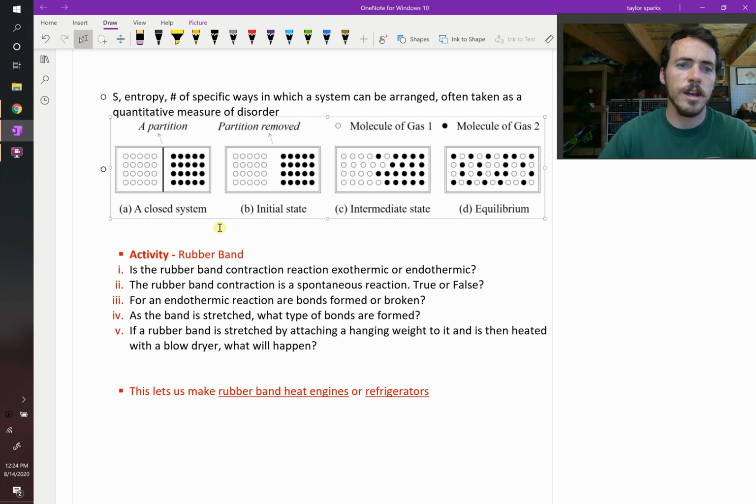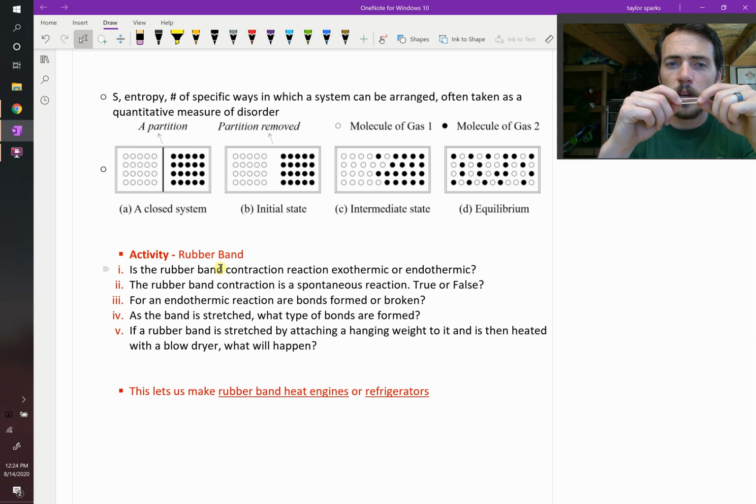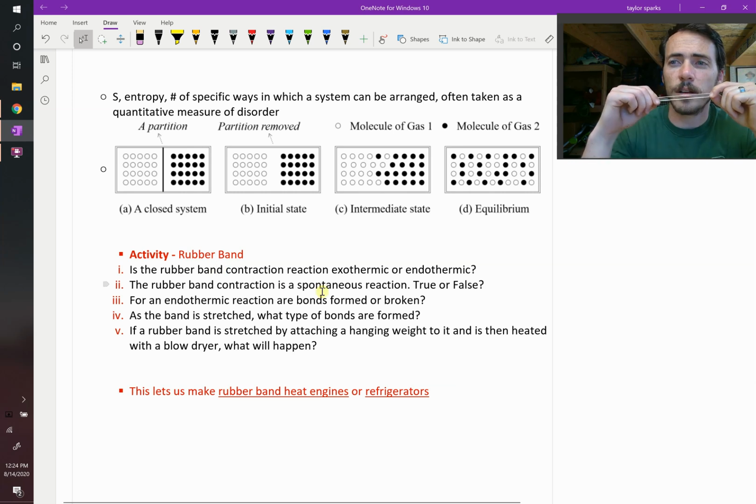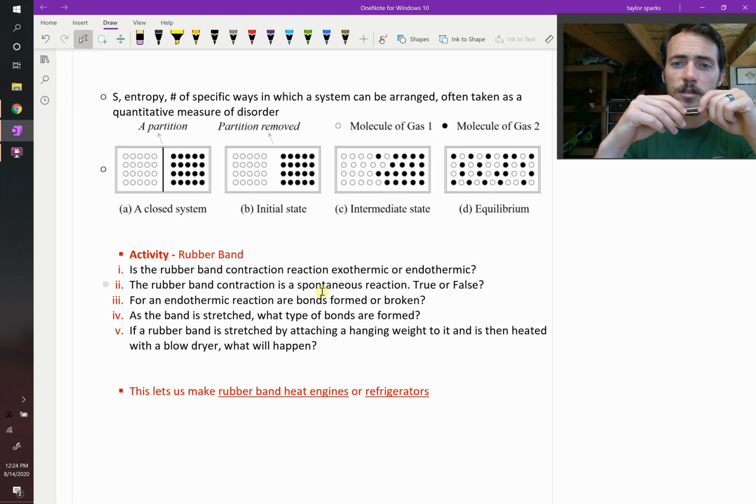So here's the questions, right? The first one we already did: is the rubber band contraction exothermic or endothermic? When it contracts, when it goes like this to this, it feels cool. So that must be endothermic, okay? Then we say the rubber band is spontaneous. Yes, it contracts automatically. We don't have to do anything. It does it on its own, okay?